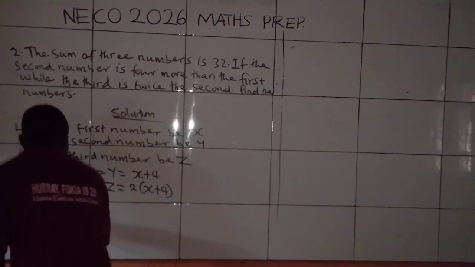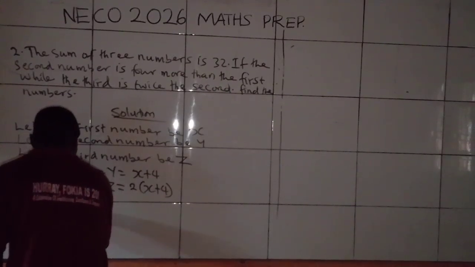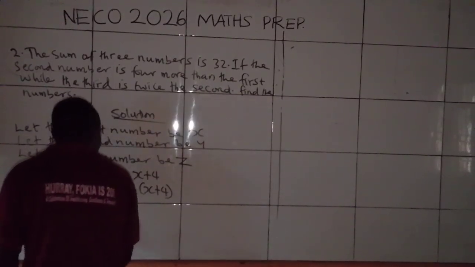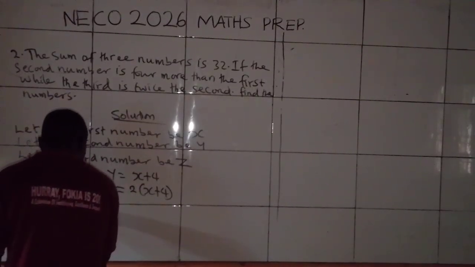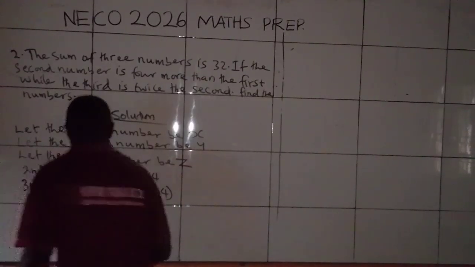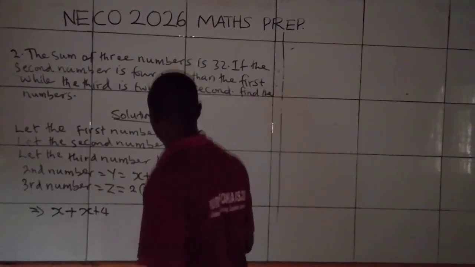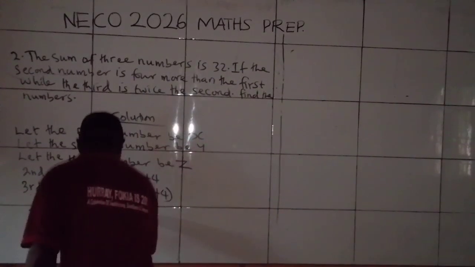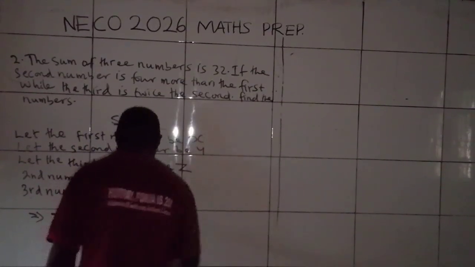this implies that x, which is the first number, plus the second number, which is now x plus 4, because y is equal to x plus 4. Then the third number, which is z, is equal to 2 into x plus 4. So we now have plus 2 into x plus 4.